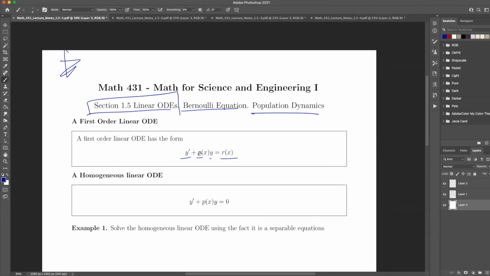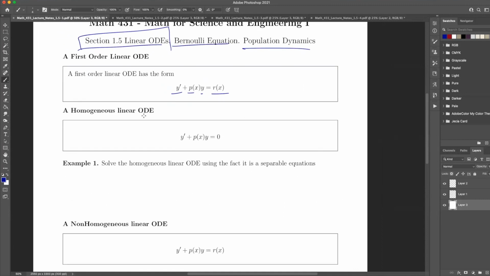That means y prime plus some function of x, p of x, times y is equal to r of x. If it's homogeneous, we say there is no r of x here, and it's just equal to 0. Homogeneous things in mathematics are often just things equal to 0. Here we want to solve this using the fact that if it's homogeneous, it's indeed separable. Let me show you what I'm talking about.